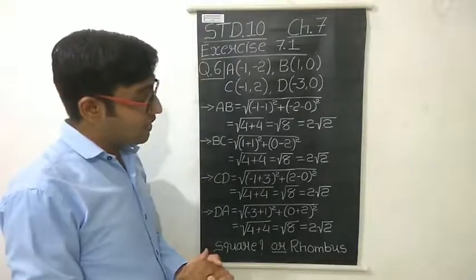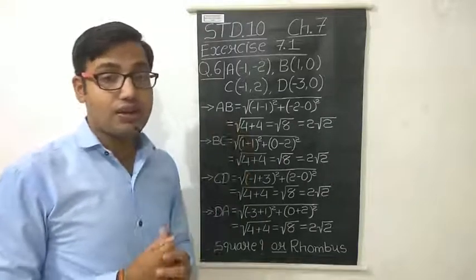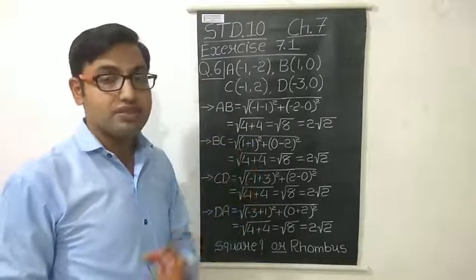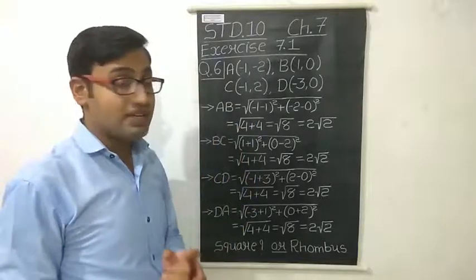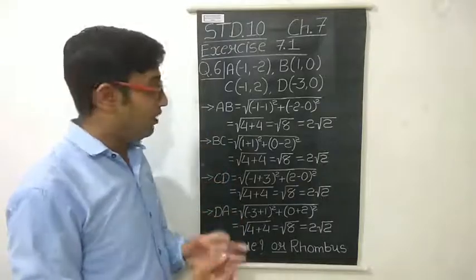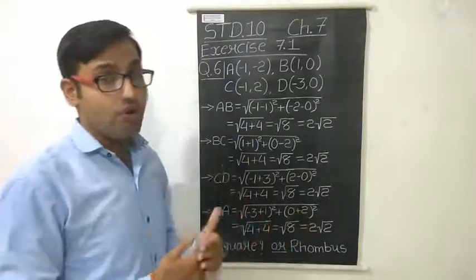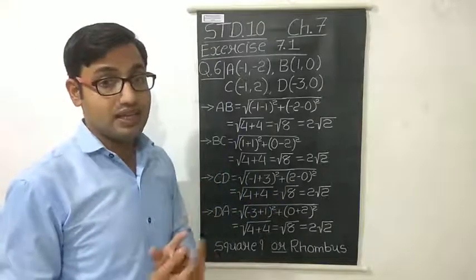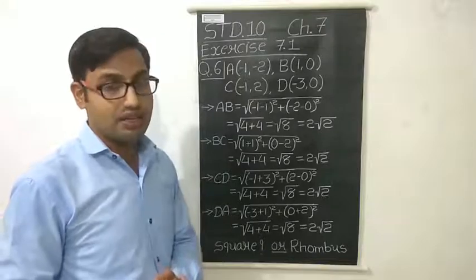So which quadrilateral has all 4 sides equal? There are 2 shapes. One is a square, one is a rhombus. So now how can we decide whether these 4 points form a square or a rhombus? There is one thing from which we can decide, and that is the diagonal, right?